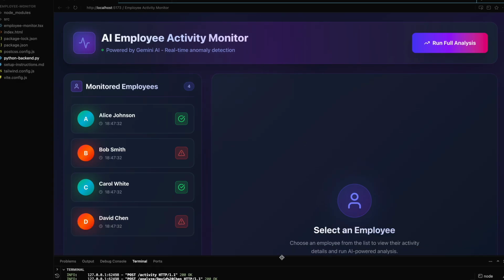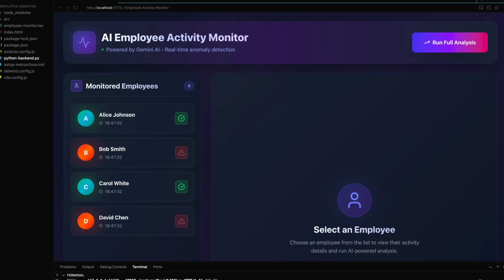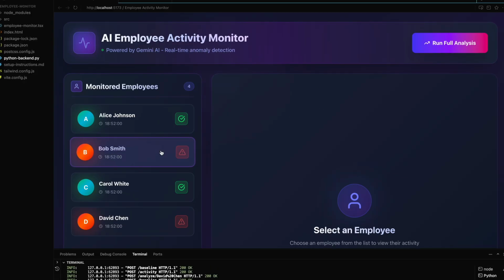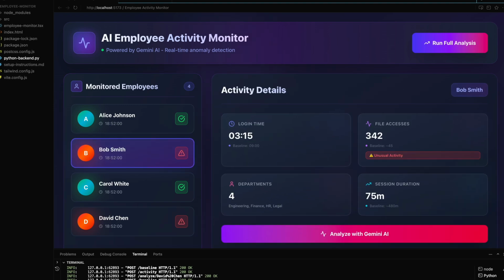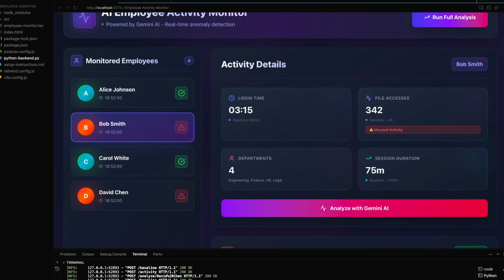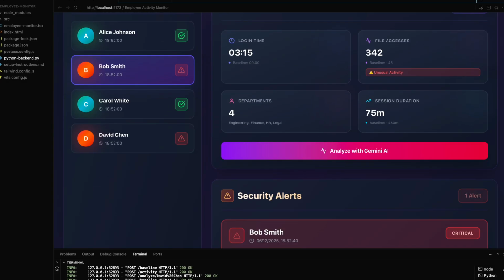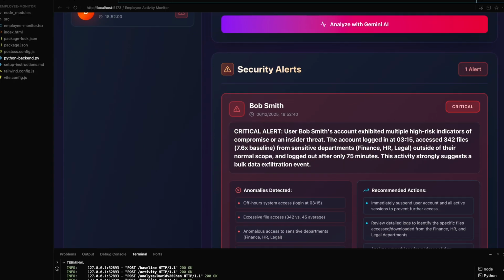So here is the front end. We have four employees here, and these are some of the employees who were identified as suspicious. I'm going to try some of the suspicious employee activity here. These are the files accessed by them, and these are the alerts generated for those files. Let's see what happened. Yeah, so we got the alert message.